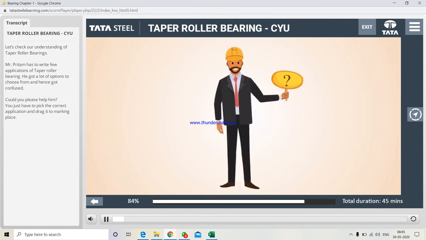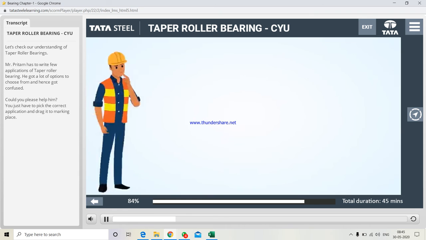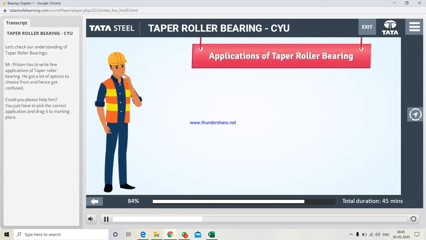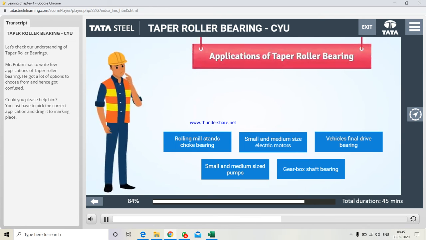Let's check our understanding of tapered roller bearings. Mr. Preetham has to write few applications of tapered roller bearing. He got a lot of options to choose from and hence got confused. Could you please help him? You just have to pick the correct application and drag it to marking place.